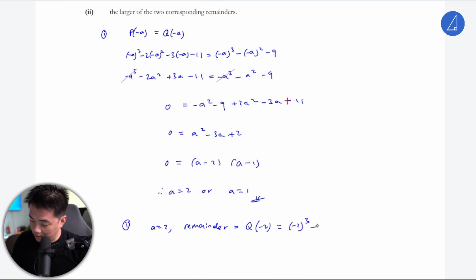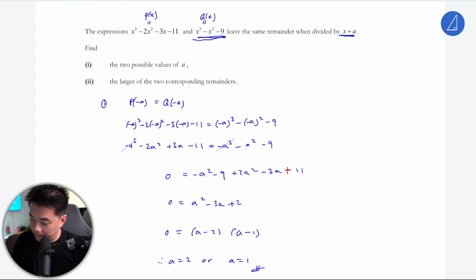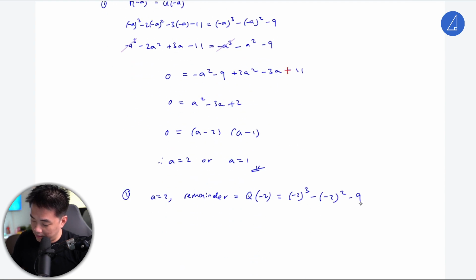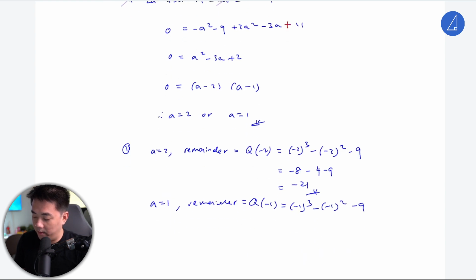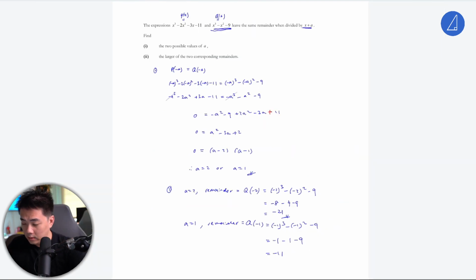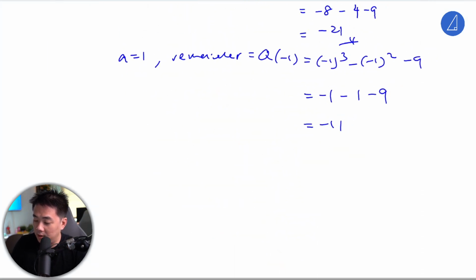Negative 2 to the power 3 minus negative 2 to the power square minus 9, minus 8 minus 4 minus 9. I think this will be smaller than the other one because this is all negative. It'll be minus 21. So when a equals to 1, the remainder will be equals to q of minus 1. That will be minus 1 cube minus 1 square minus 9. I think this will be much better. So the larger remainder will be negative 11.